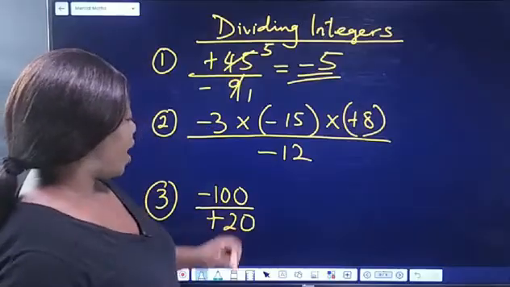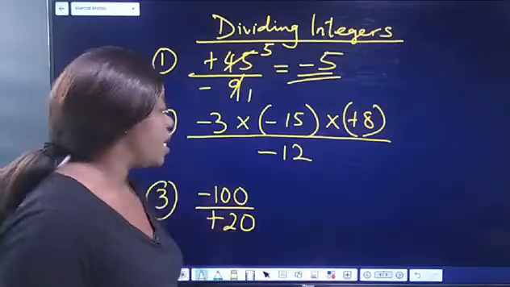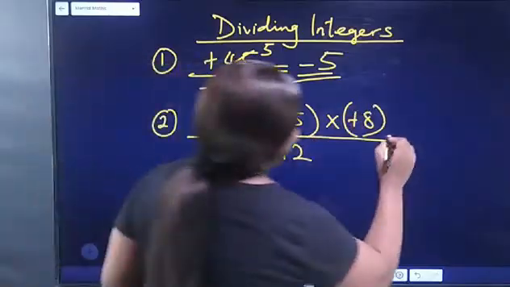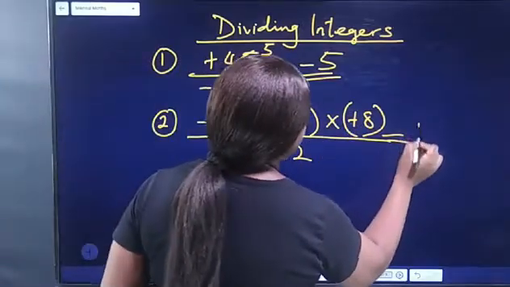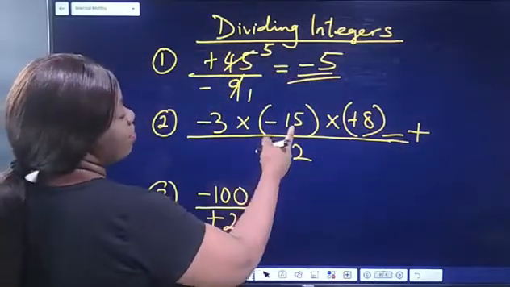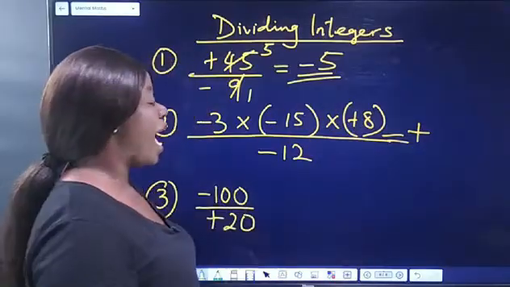Now look at the next one. Okay, minus 3 times minus 15 times plus 8. Let's deal with the signs first. Minus times minus is plus. Plus times plus is plus. 3 times 15 is 45. So what will be 45 times 8?